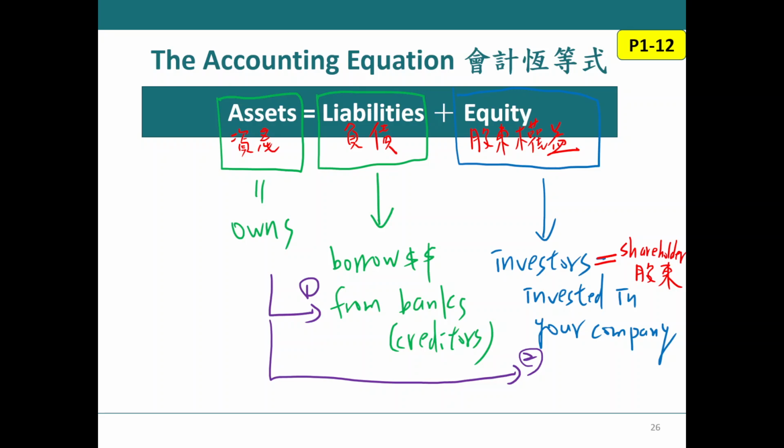Okay? No problem? Okay. So we'll give you some numbers to prove this formula. Always assets is liabilities plus equity, always.